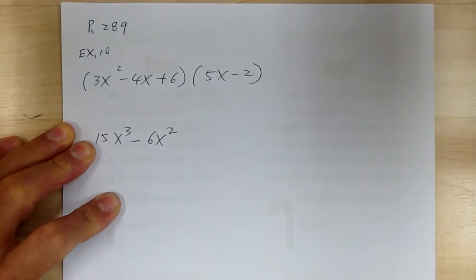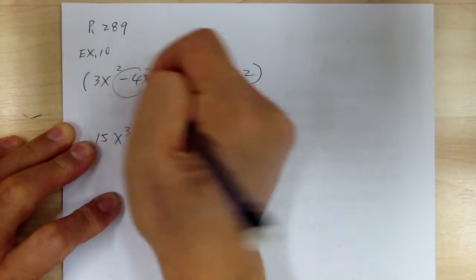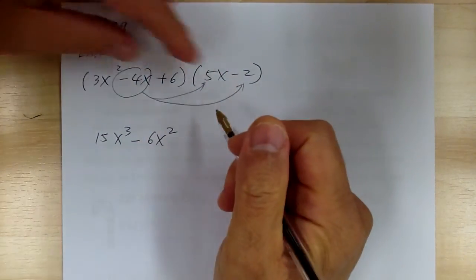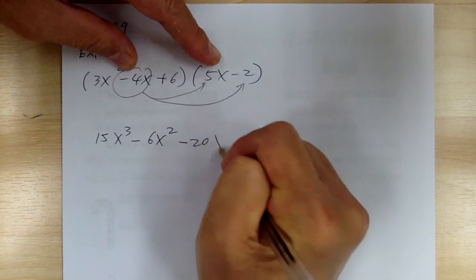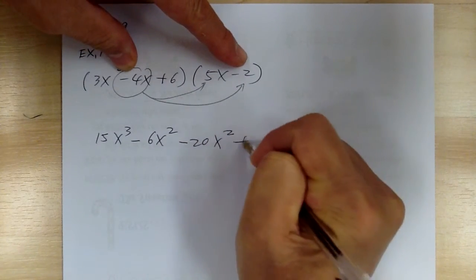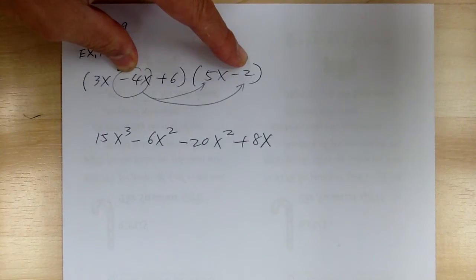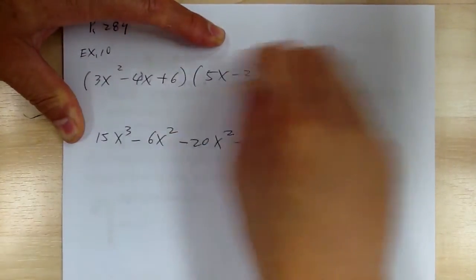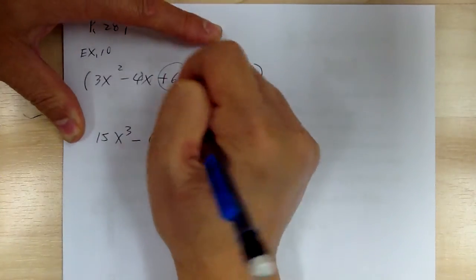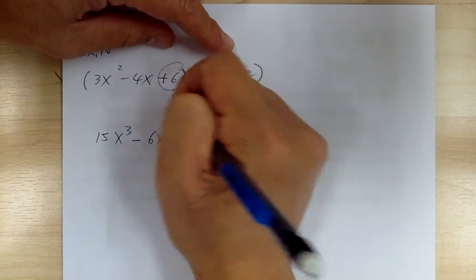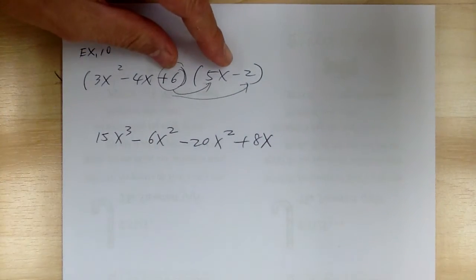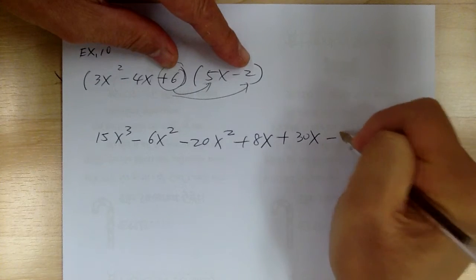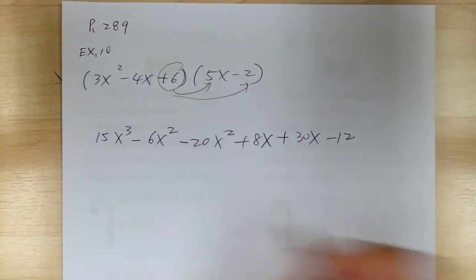So after you're done with the first one, then you do the second one. Again, just distribute. So when you distribute, you're going to get minus 20x squared plus 8x. So now you're done with the second term, then you go to the next one. Again, just distribute each one, right? So you're going to end up with plus 30x minus 12. So now you're all done multiplying.